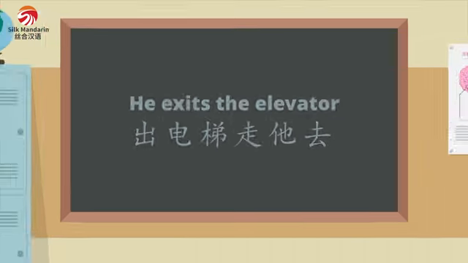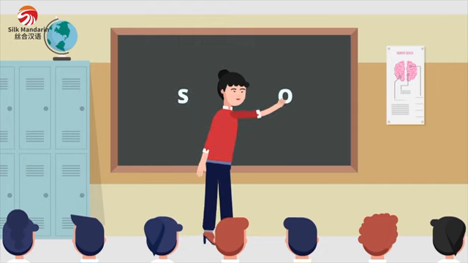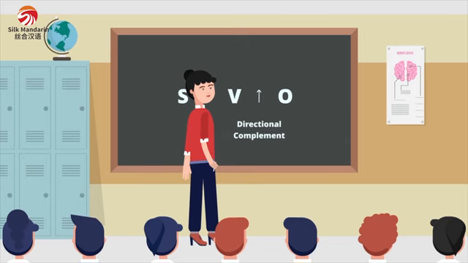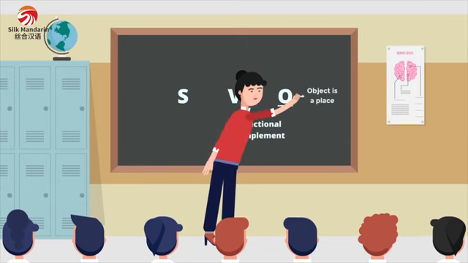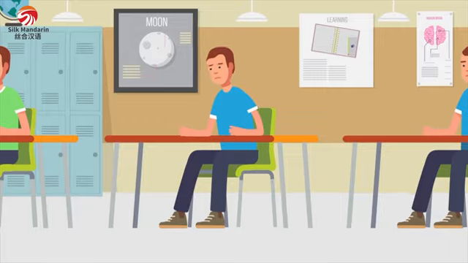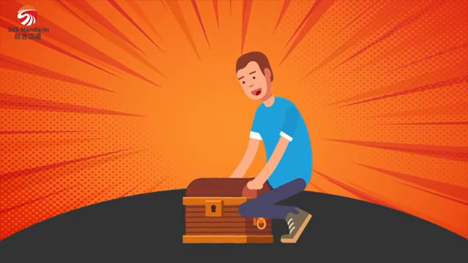Traditional teaching methods would tell you to form the sentence using subject, verb, and object structure. But since there is a directional complement, it should go after the verb and before the object. And since the object is a place, you have to move it in between the directional complement. Do you feel totally lost now? Let us show you a more natural way to understand Mandarin.